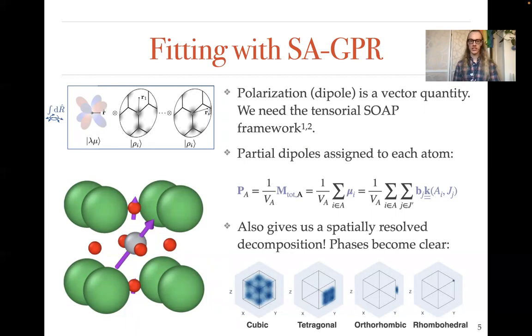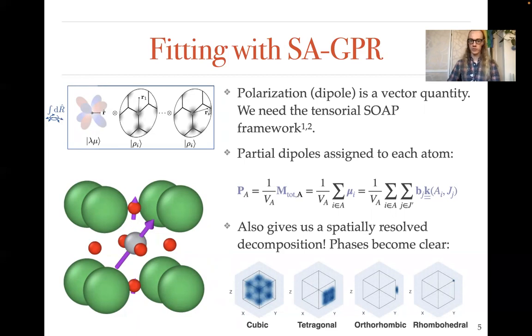So in the cubic phase, the unit cell polarization visits all 8 corners of a cube, more or less symmetrically. But as we go into the tetragonal phase, that symmetry is broken and the pattern shifts and distorts, and so on for the other 2 phase transitions. And we can do this because we have access to this unit cell polarization from the spatially resolved decomposition.